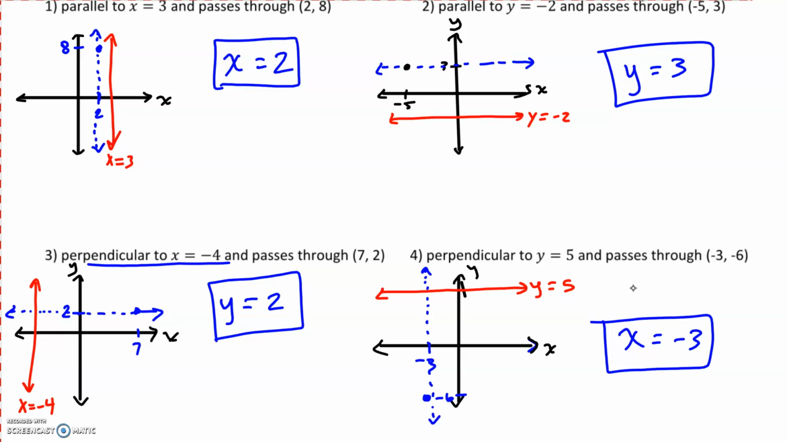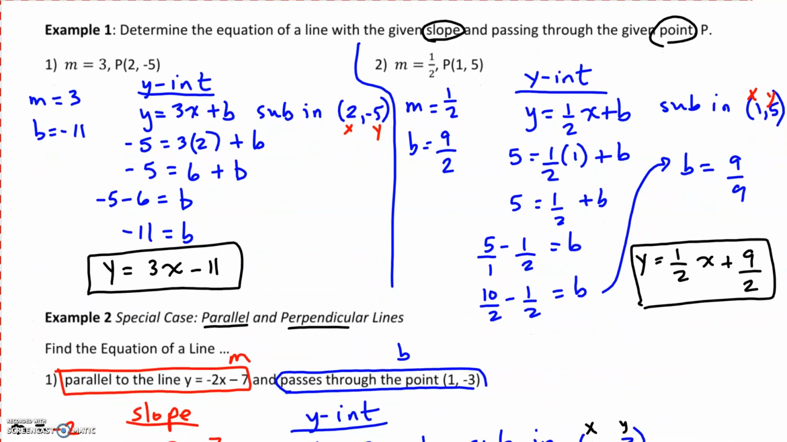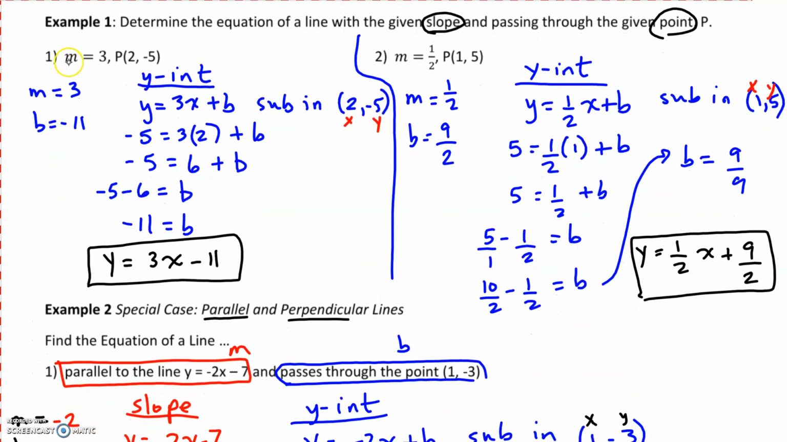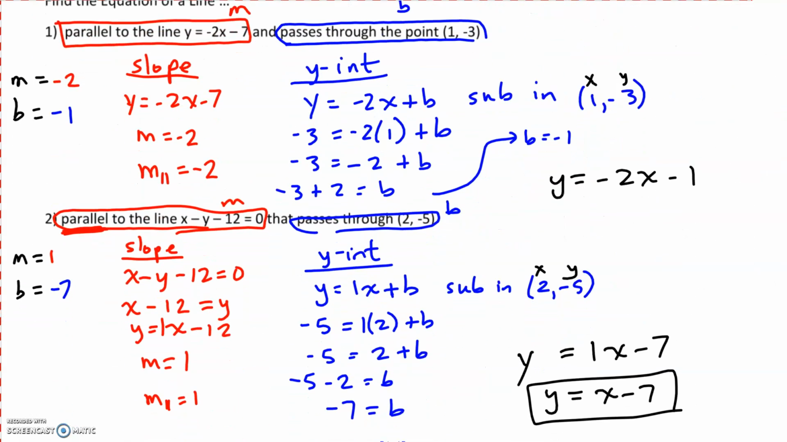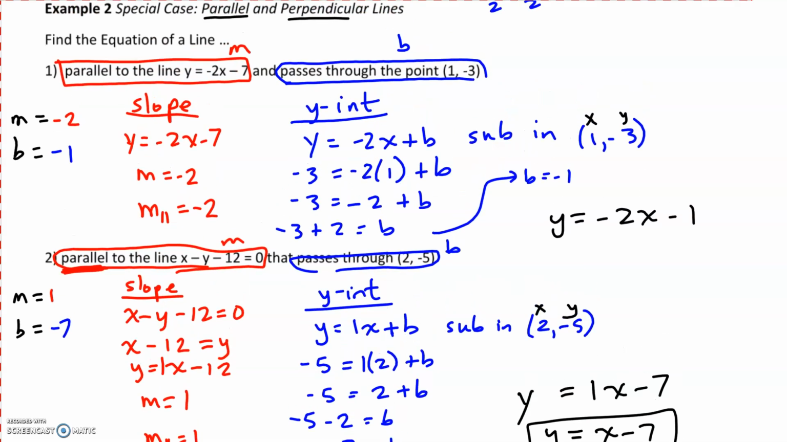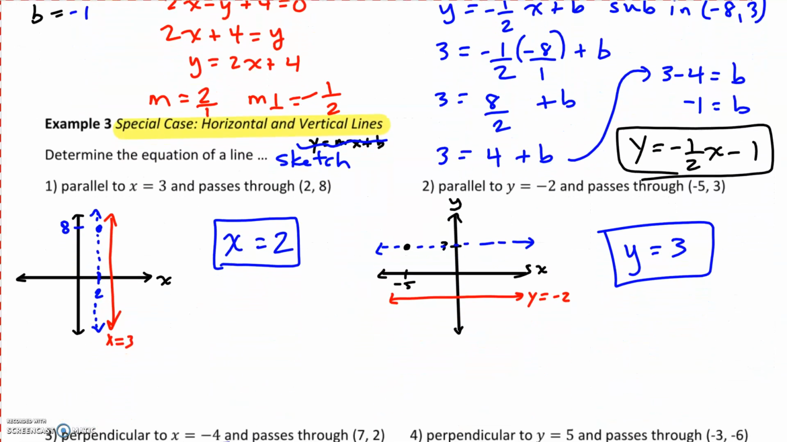All right, and that's the end of the lesson. So we have three different types of questions that you could have. So you could have questions like example 1, where you are given slope and a point. You could have a special case where the slope is given with the information of being either parallel or perpendicular to a line and a point, or the equation that it is parallel and perpendicular to could be a horizontal and vertical line, and that's where a sketch is helpful.